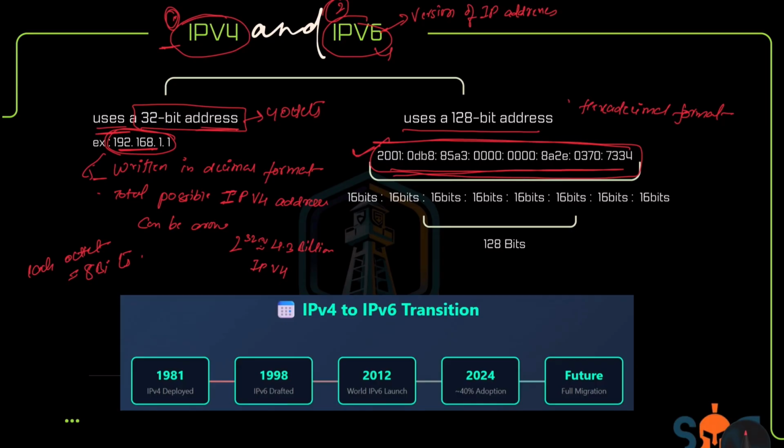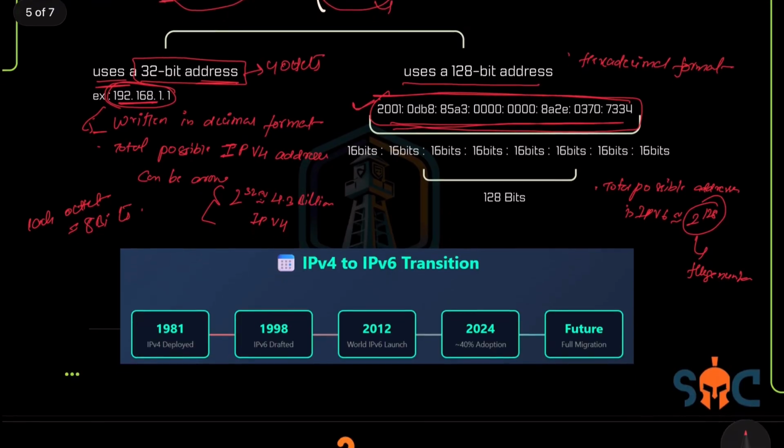If we see the total possible addresses in IPv6 version, that are approximately 2 to the power of 128. That is actually a huge number. So there is a limitation of IPv4 compared to IPv6. If you talk about IPv6, there are enough IP addresses for every device on earth, and much more.